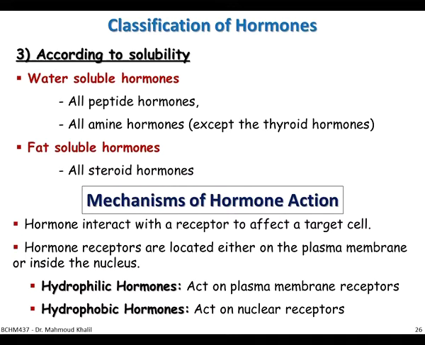As we said before, there are two types of hormones, either water soluble or lipid soluble. So generally we have hydrophilic hormones and hydrophobic hormones. The hydrophilic hormones act by binding to receptors on the plasma membrane, while the hydrophobic hormones act only on receptors that are called nuclear receptors.